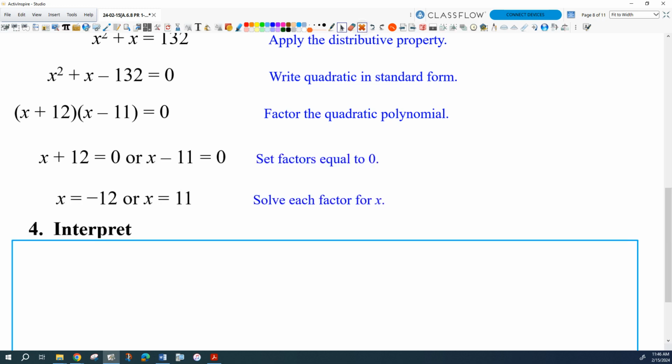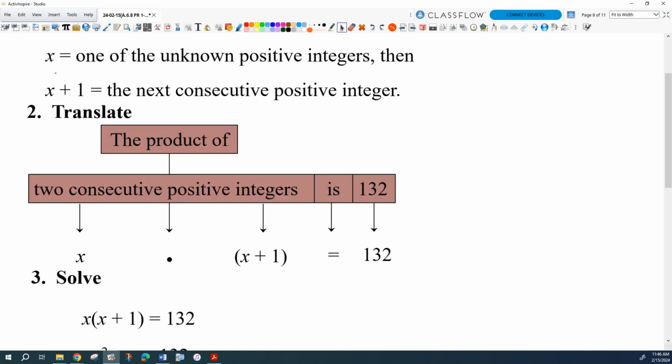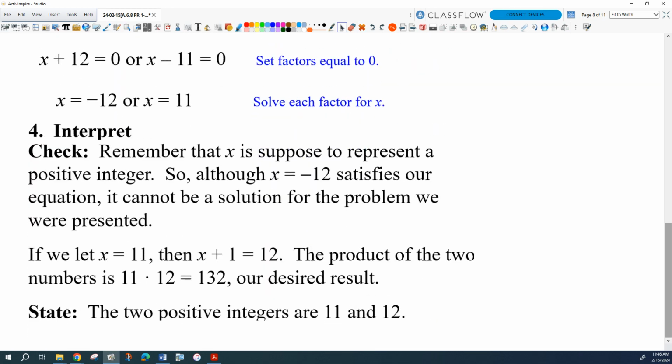So those are my math solutions. Okay, which one do I want to keep? If we're looking for two consecutive positive integers, the first one, x, would have to be 11, wouldn't it? Right? So our answers are going to be 11 and one more than that. X plus 1 would be 11 plus 1, 12. So I get positive 11 and positive 12.